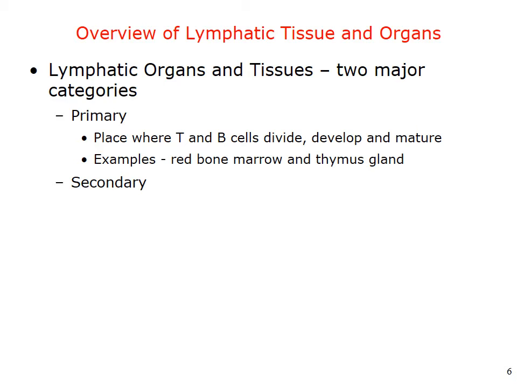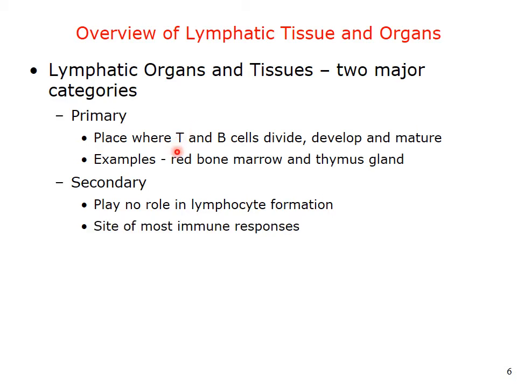We then have secondary lymph tissues. These play no role in lymph formation, so the lymphocytes are actually formed in the primary tissues. But these now are the site of the immune responses.